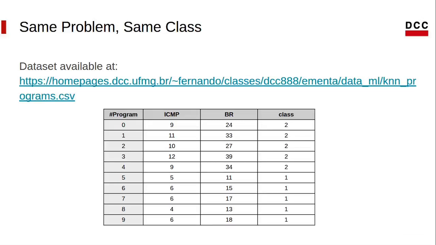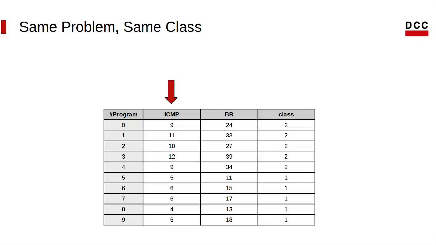Here, in this table, we can see a sample of this set. Each row in this table is related to a program histogram with only two features. The first feature is the number of instructions that implement comparisons in the LLVM intermediate representation of the program. The second feature is the number of branch instructions in the program. The BR instruction is responsible for jumping to a specific branch based on a condition. The last column represents the program class.